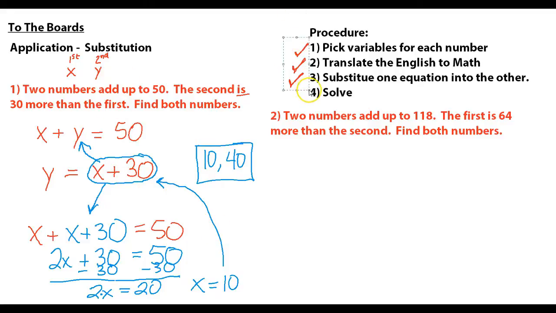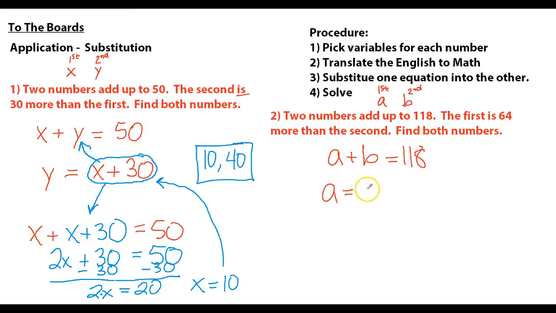Okay, excellent. Let's see how you did on number 2. Two numbers add up to 118. I'm going to use A and B to represent my two numbers. My first number will be A. My second number will be B. You might have picked something else. That's fine. I know that A and B add up to 118. I then know that the first number, that's A, is, remember that's an equal sign, 64 more than the second. Okay, good. So I picked my A and B.